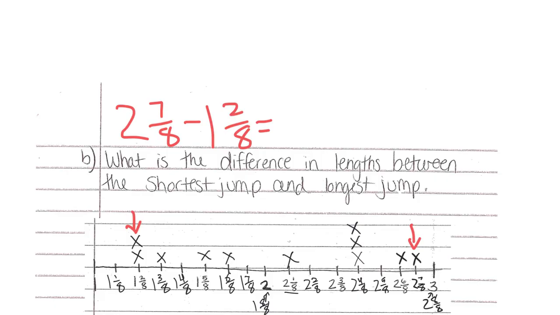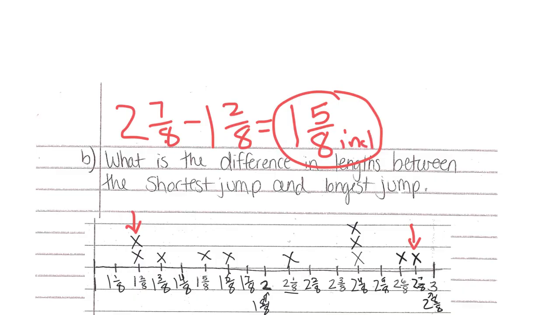Let's start with the whole numbers. If I take 2 minus 1, I get 1. If I take 7/8 minus 2/8, well, 7 minus 2 is 5, so I have 5/8. Remember, if we're subtracting, the denominators will not change. Okay, so that answer is 1 5/8, and is that inches? I cannot remember. I feel bad, but don't forget to label your units, okay?